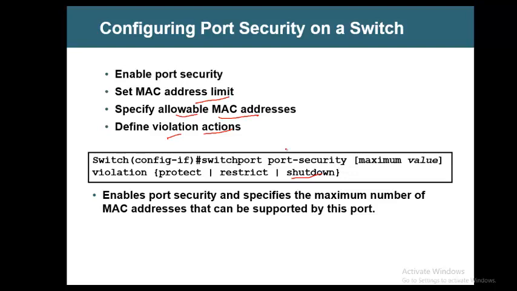Now let us focus on this. Instead of shutdown, there are also restrict and protect. When you enable protect mode, violation mode as protect, instead of shutdown, which is the default, when the fourth MAC address comes, it will ignore the fourth MAC address packets. Meaning the first 3 MAC addresses are allowed to communicate continuously. So what I'm trying to show here is that without interrupting the first 3, you can mitigate.